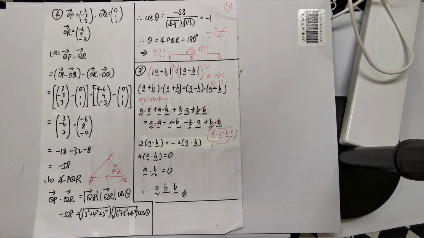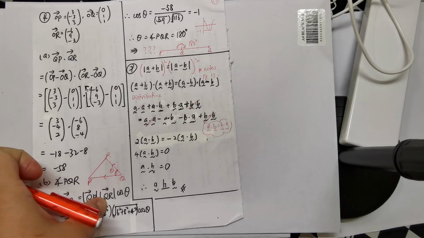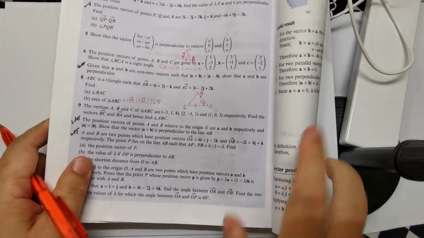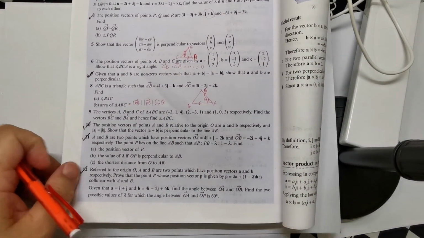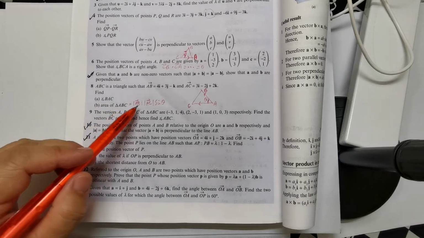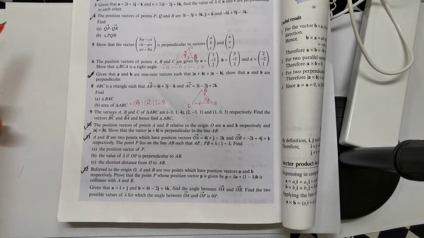Okay, next is question 10. Alright, so 8 and 9 you can do yourself. It's a similar question. Okay, I gave you the hints already. 8 and 9, do yourself. Okay, we are going to see 10.